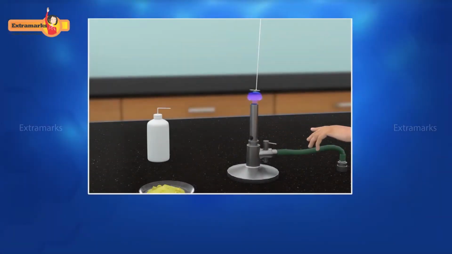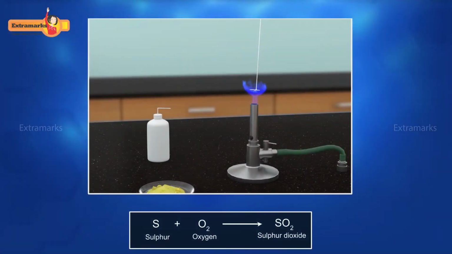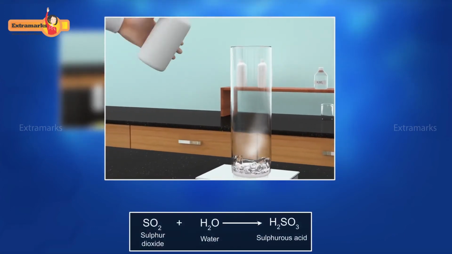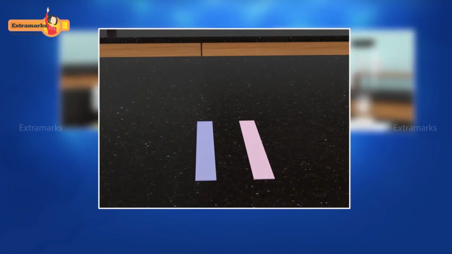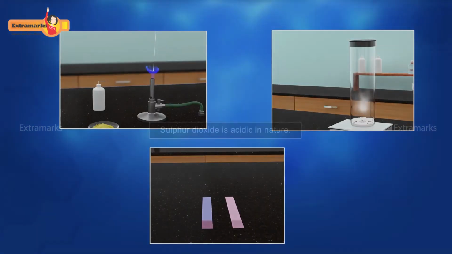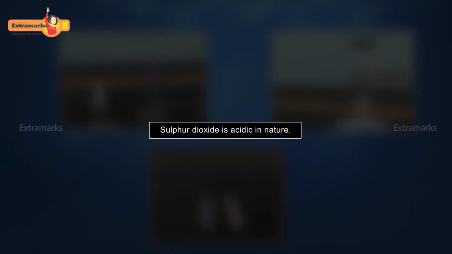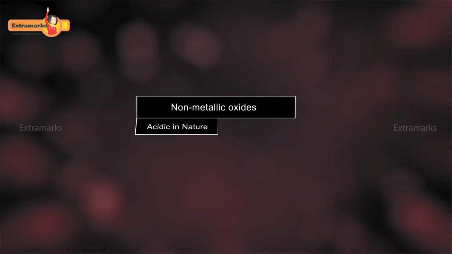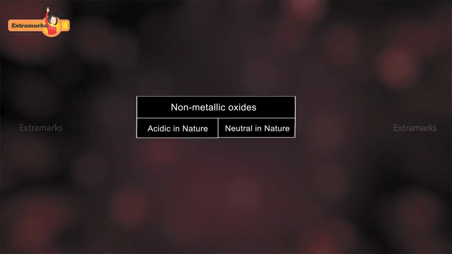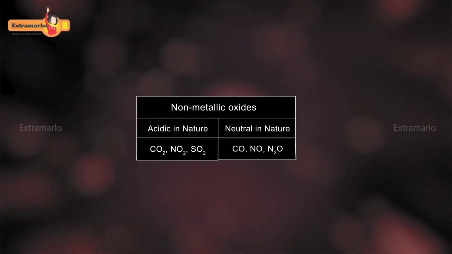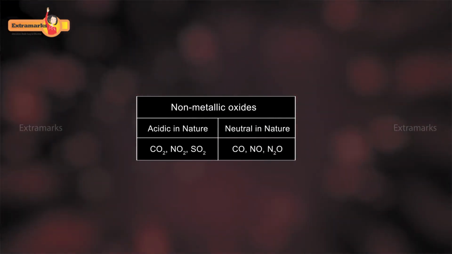It is because sulfur reacts with oxygen to form sulfur dioxide. When this sulfur dioxide is dissolved in water, sulfurous acid is formed. Sulfurous acid turns blue litmus paper red. So we can say that the sulfur dioxide is acidic in nature. The non-metallic oxides are either acidic or neutral in nature. For example, carbon dioxide is an acidic oxide, while carbon monoxide is a neutral oxide.